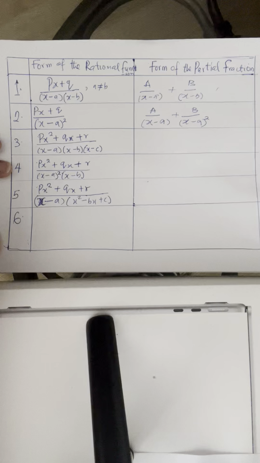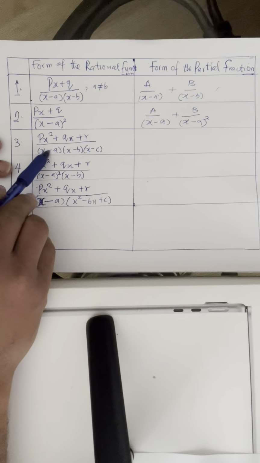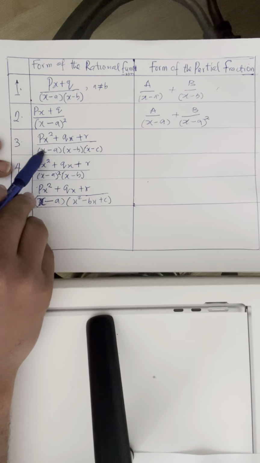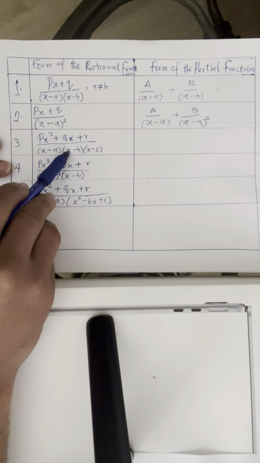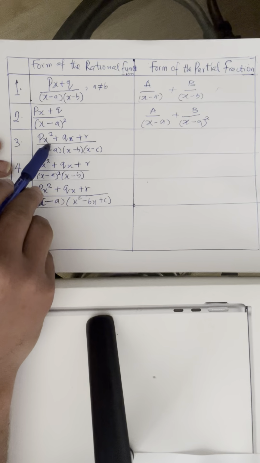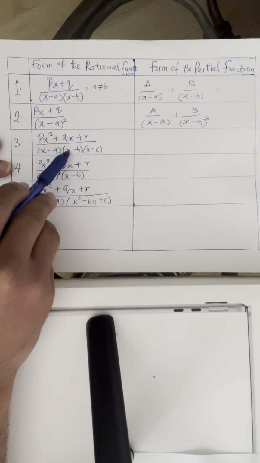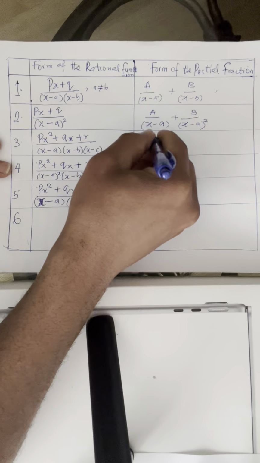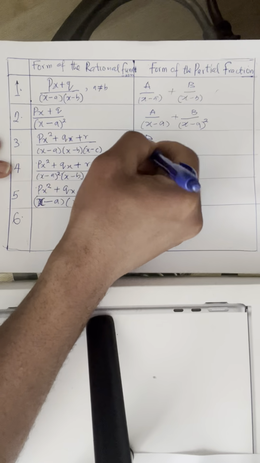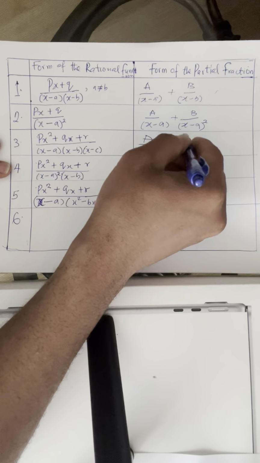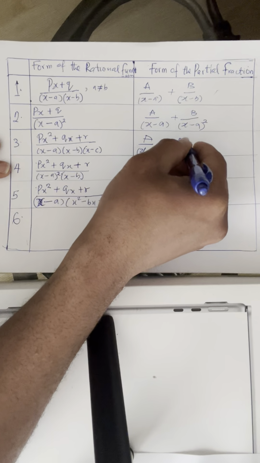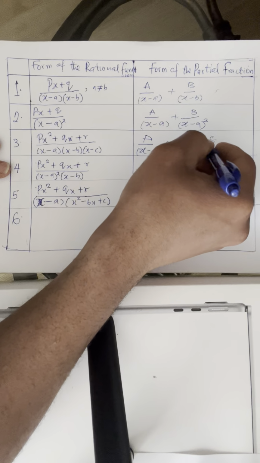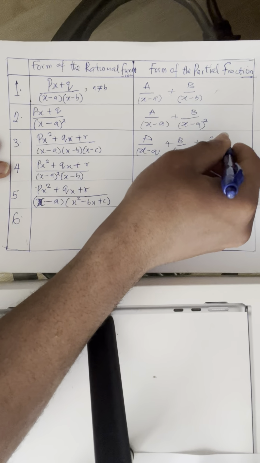Okay, so if you have a rational function whose denominator is x minus a, x minus b, x minus c, you simply express it as this. Yes, a over x minus a plus b over x minus b plus c over x minus c.